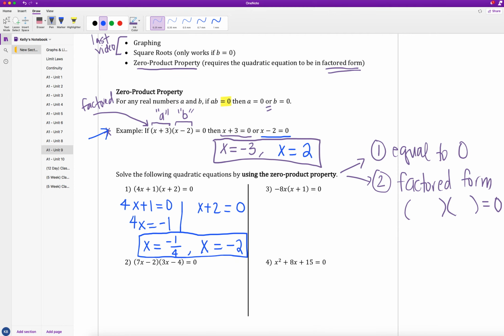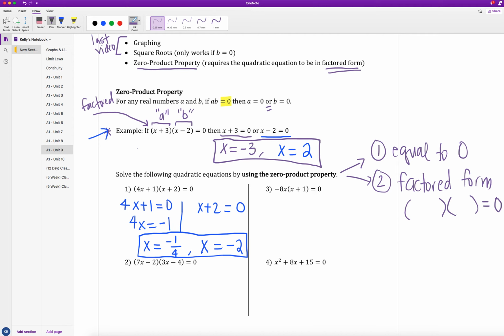Just like we saw in our last video, quadratic equations can have at most 2 answers, but some of them might only have 1 and some might have no real solutions. Let's look at our second example. We have 7x minus 2 times 3x minus 4 equals 0. Why don't you guys pause the video and solve this one on your own first?